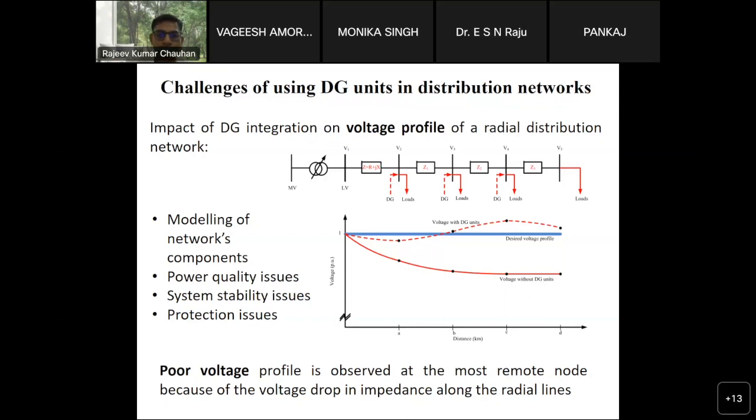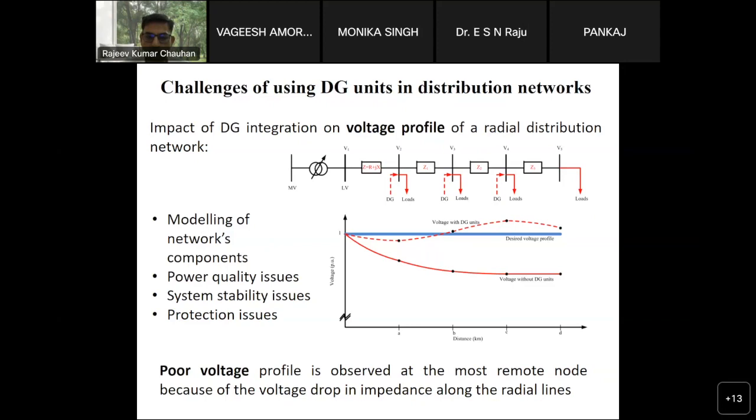Here I have given the voltage profile, showing how it is going to be affected. When we go for the DC integration, as we can see, we are experiencing a poor voltage profile when we move towards the low voltage distribution lines. This is because of the R by X ratio, the domination of the resistance value in the low voltage distribution network.